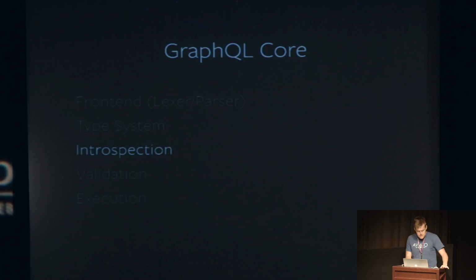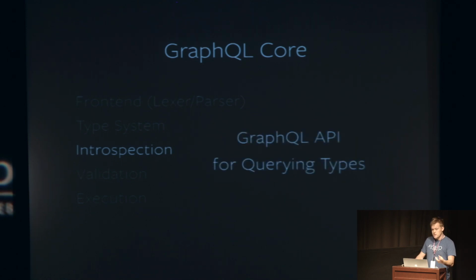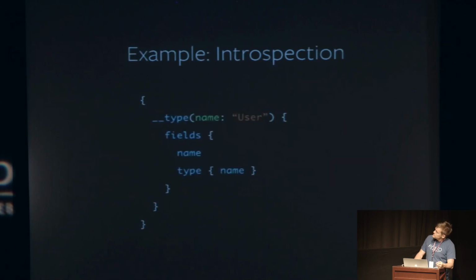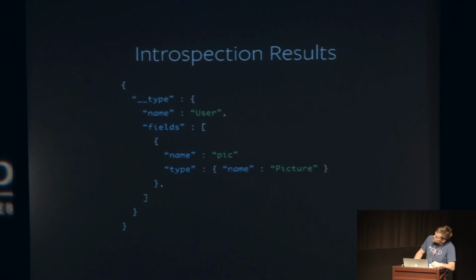The next major component is introspection. This, again, is a GraphQL API for querying types. So what this looks like is, for example, you can query for a type named user. It has fields, a field has a name, and the fields have types. And so if user only had one field, this is what that query would look like.